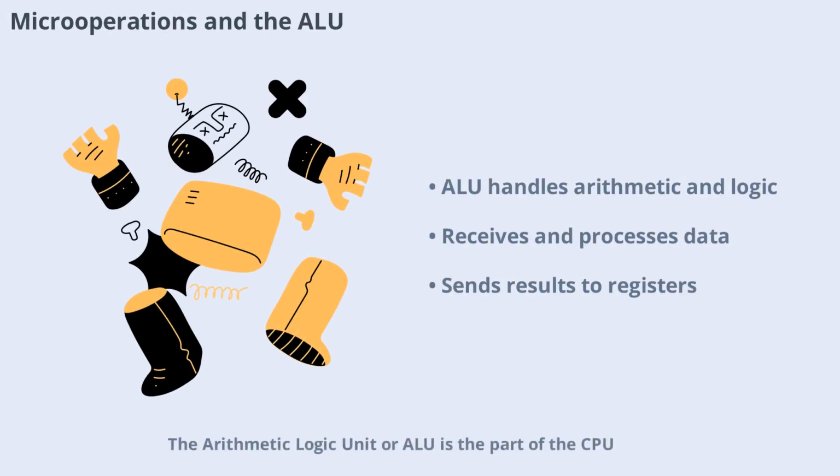The Arithmetic Logic Unit, or ALU, is the part of the CPU that performs arithmetic and logic microoperations. It receives data from registers, processes it according to the operation specified, and sends the result back to a register. The ALU is essential for all computational tasks, from simple addition to complex logical decisions.